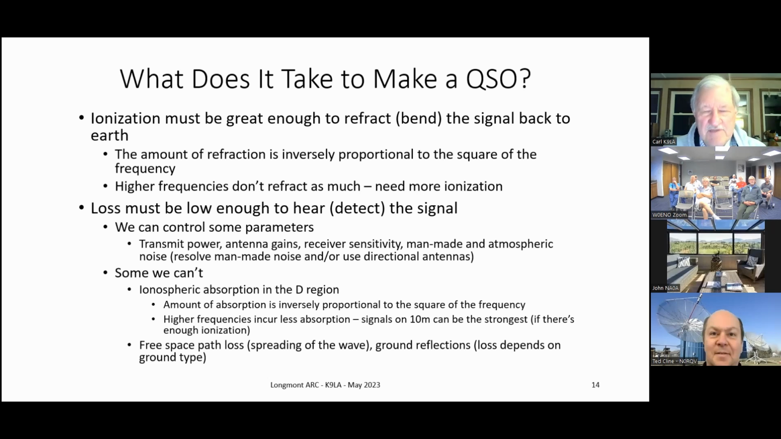Now we can control some of the loss parameters, for example, transmit power, antenna gains, receiver sensitivity, man-made and atmospheric noise. We can resolve the man-made noise by fixing problems and or using directional antennas. Now, some of the things we can't take care of in the loss environment, and that's absorption in the D region. Also free space path loss. The wave spreads as it goes through space. And of course, ground reflections, we don't have any control unless you're sitting right on the coast and you're talking to a far distant station on some coast somewhere else. And if it's all water in between, that's good.